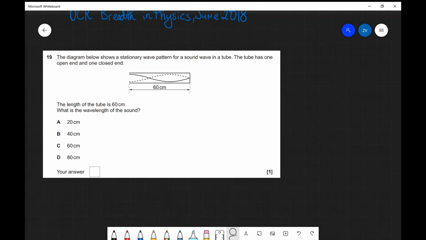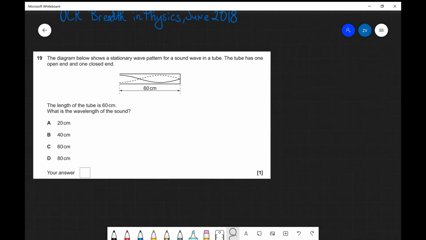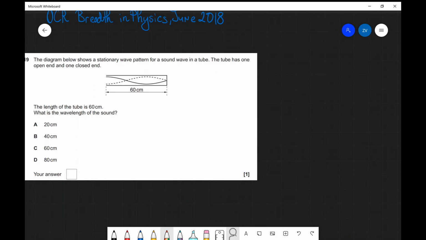The diagram below shows a stationary wave pattern for a sound wave in a tube. The tube has one open end and one closed end. The length of the tube is 60 centimeters. What is the wavelength of the sound? Okay, well, one critical thing to remember in this case, let me just draw a wave over here. The distance from a node to an antinode is actually equal to a quarter of the wavelength. So this is really important.